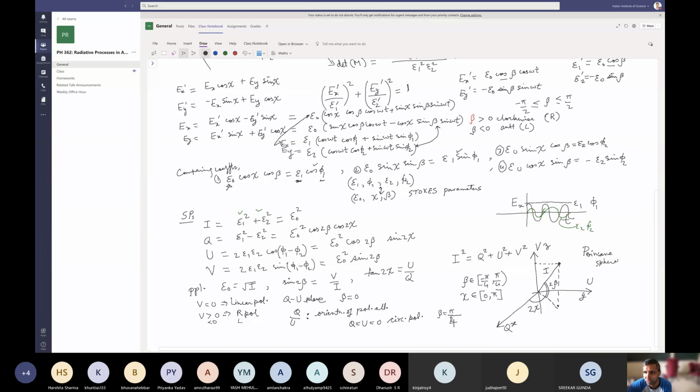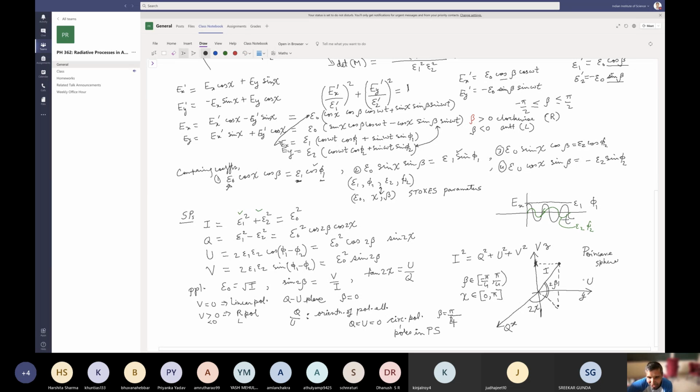Right. So these were the amplitudes, epsilon 1 prime and epsilon 2 prime, or epsilon naught cos beta and minus epsilon naught sin beta. When the amplitudes are equal in the principal directions, cos beta equals sin beta. That is tan beta equals 1. So beta is pi by 4. So beta pi by 4 means these poles, right? This pole and this pole. And these are the poles of this sphere. So circular polarization corresponds to poles in the Poincare sphere.